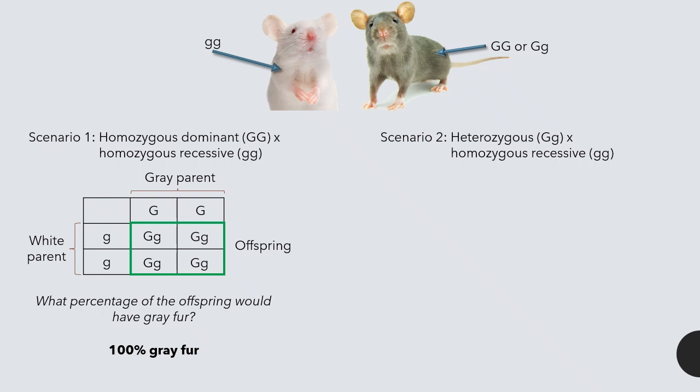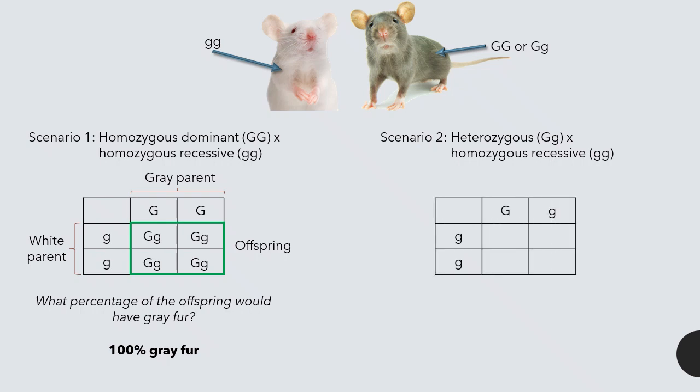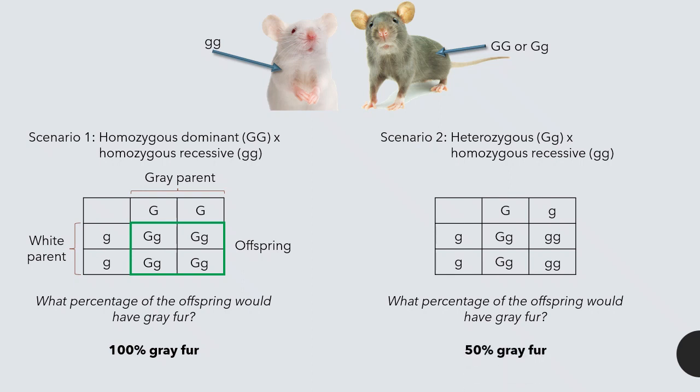But let's consider the second scenario, where the gray mouse is heterozygous. Again, we can separate the alleles and put them into the Punnett square, resulting in these potential genotypes in the offspring. So, what percentage of the offspring from this cross do you think would have gray fur? In this case, it would be 50%. Those with a dominant allele will have gray fur, while those with 2 recessive alleles will have white fur.